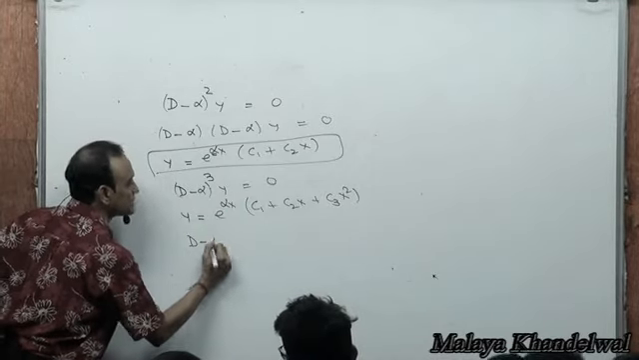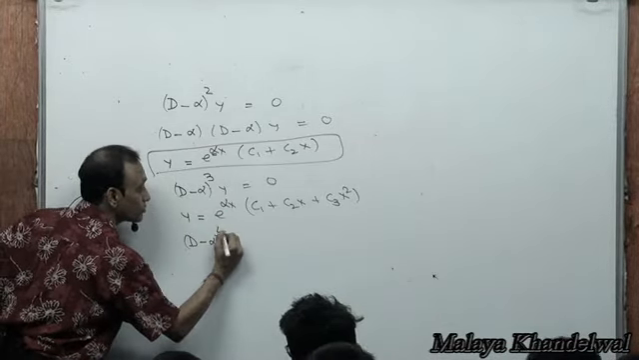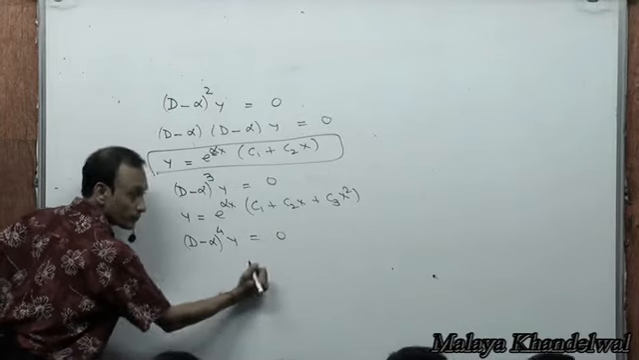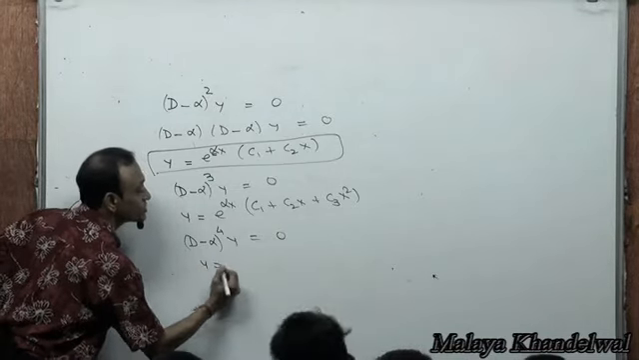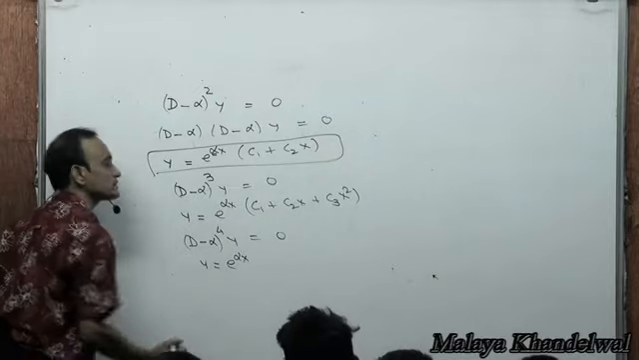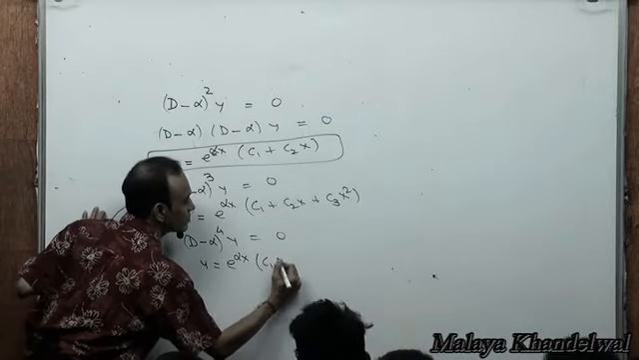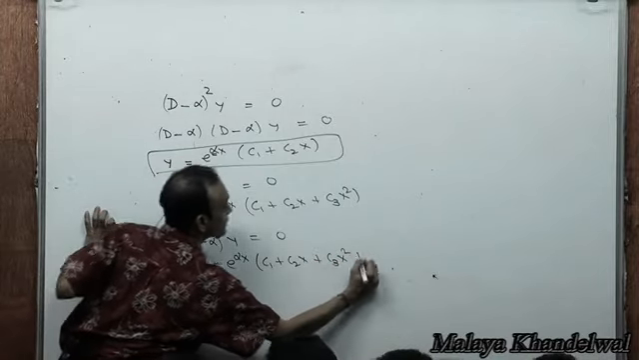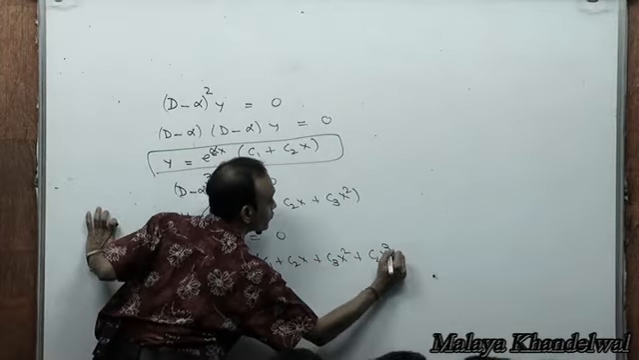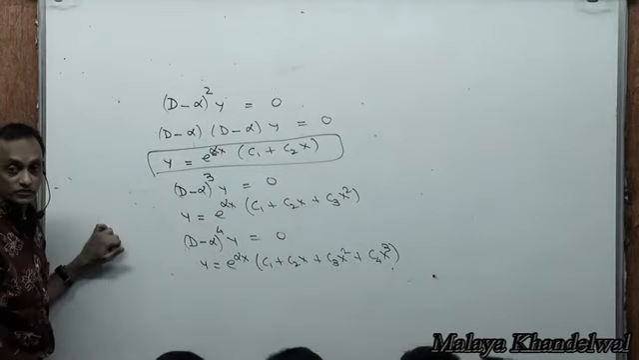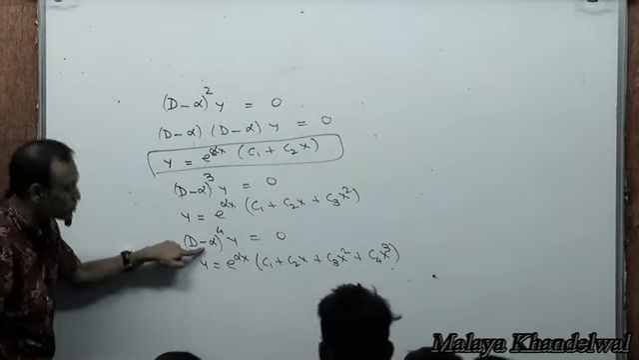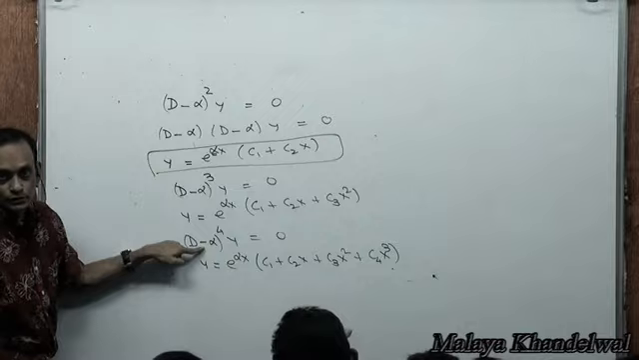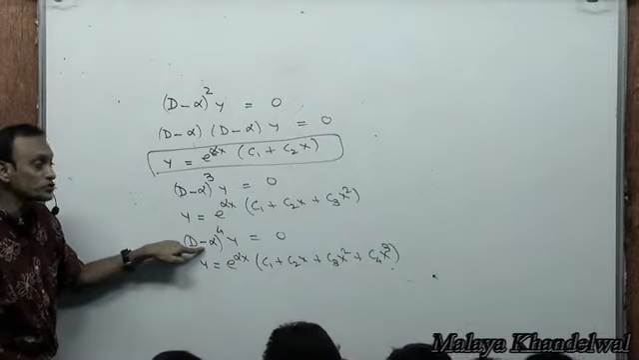If I had (D minus alpha) to the power 4 acting on y is 0, then the general solution would be e to the power alpha x times (c1 plus c2x plus c3x squared plus c4x cubed). That would be the general solution to this differential equation, the contribution made by this factor. It must produce 4 arbitrary constants.